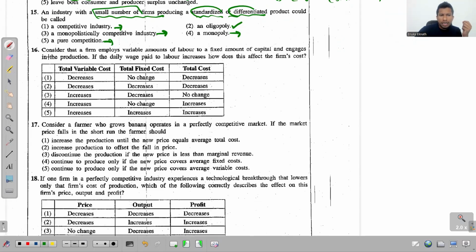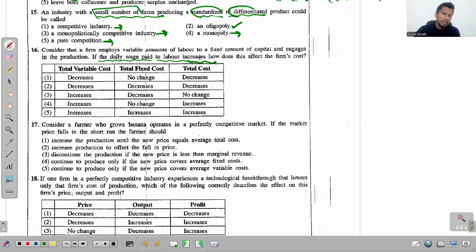Right, look at the 16th one. Consider that a firm employs a variable amount of labor with a fixed amount of capital. Okay, so simply the firm is operating in the short run. And then if the daily wage paid to labor increases, how does this affect the firm's cost?